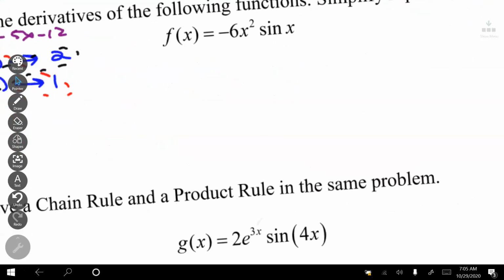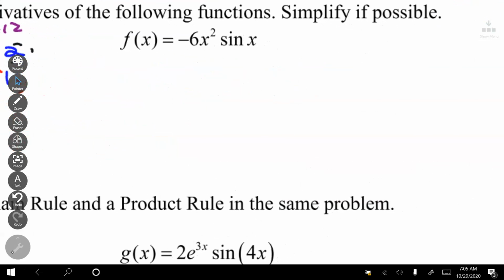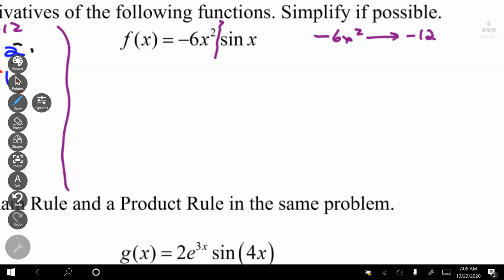This one I definitely have to do product rule. There's no simplification for this. So my first function, well, let's see, it's right down in the middle here. My first function is negative 6x squared. Its derivative is negative 12x. My second function is sine of x. Its derivative is cosine of x.